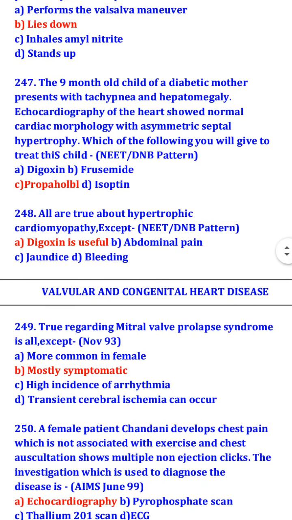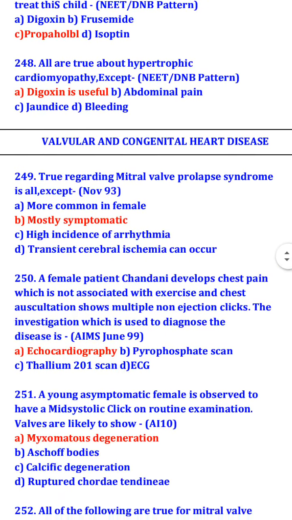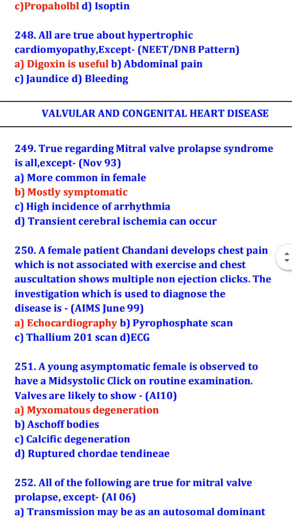Now valvular and congenital heart disease. True regarding mitral valve prolapse syndrome is all except that it is mostly symptomatic. It is mostly asymptomatic. What is true? More common in females, high incidence of arrhythmia, and transient cerebral ischemia can occur.